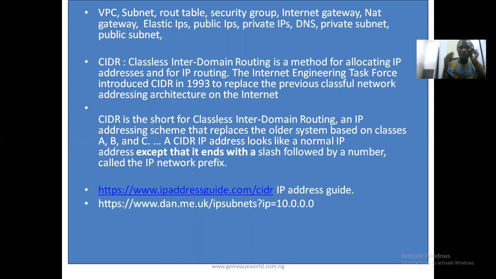A CIDR block, maybe some of us have heard of the word CIDR block. It's called classless inter-domain routing. It's a method of allocating IP addresses and for IP routing. So what does that mean? It means that the internet gateway I mentioned just now is about how you connect to the internet, and how the internet connects to you.